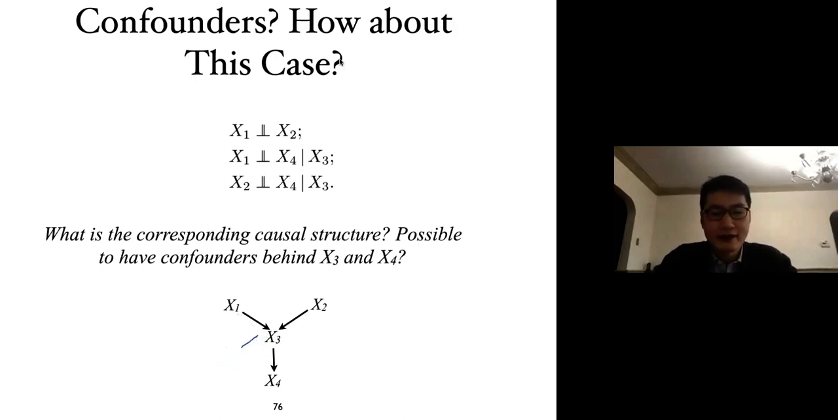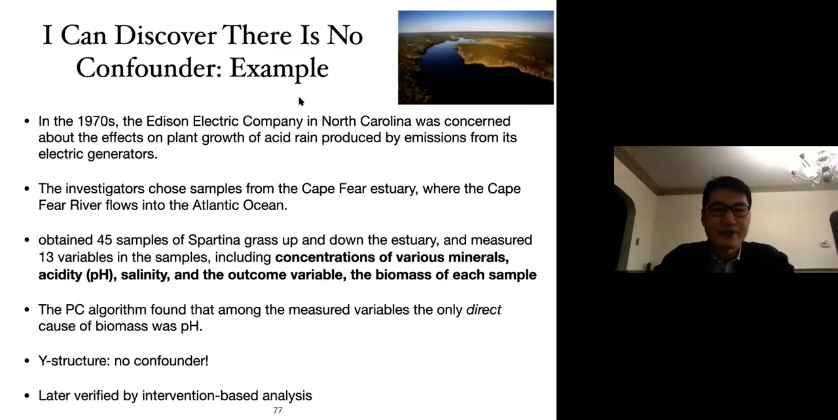And that's why this is called a Y structure. If you have a Y structure, then you know that right here, it's not possible at all to have any confounder. And this has a lot of applications. You may read this slide later. So this is the real application. You can really determine the causes of biomass of the plants in this example.